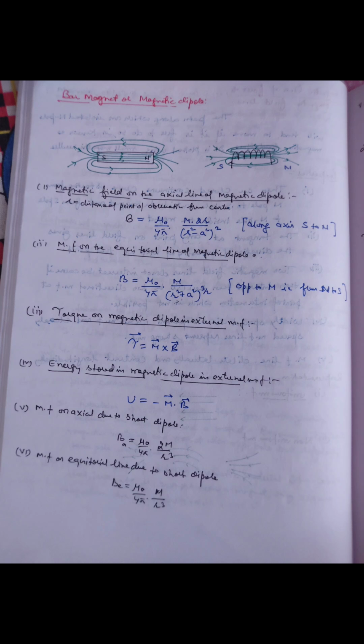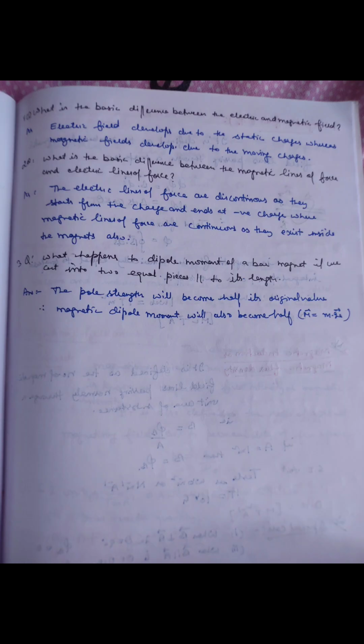Formulas of magnetic field due to magnetic dipole on its equatorial line, on its axial line, effect of external magnetic field on it, and energy stored in magnetic dipole. Difference between electric field and magnetic field, electric lines of force and magnetic lines of force, and effect when bar magnet is cut into two pieces.